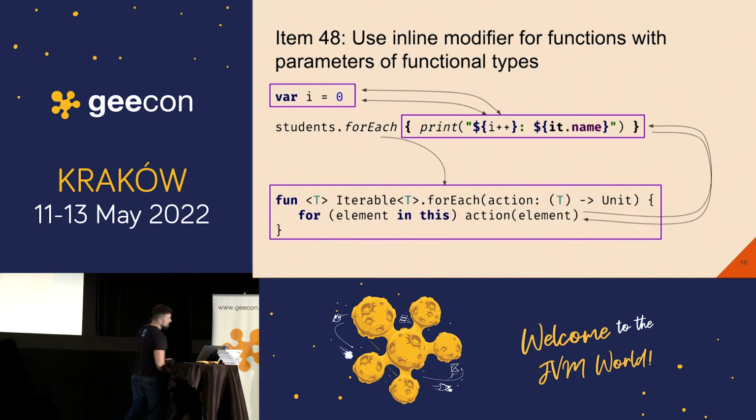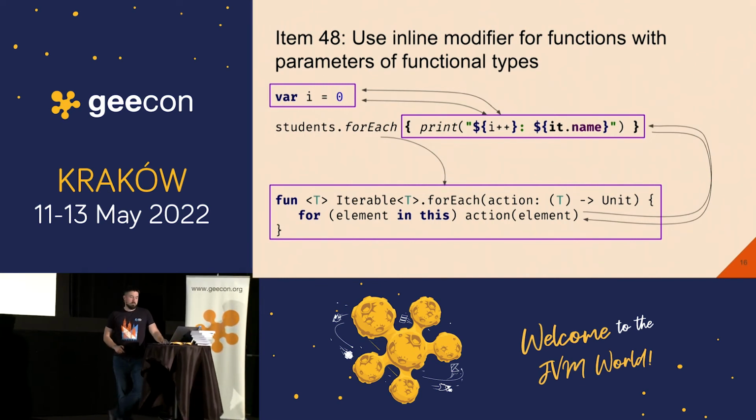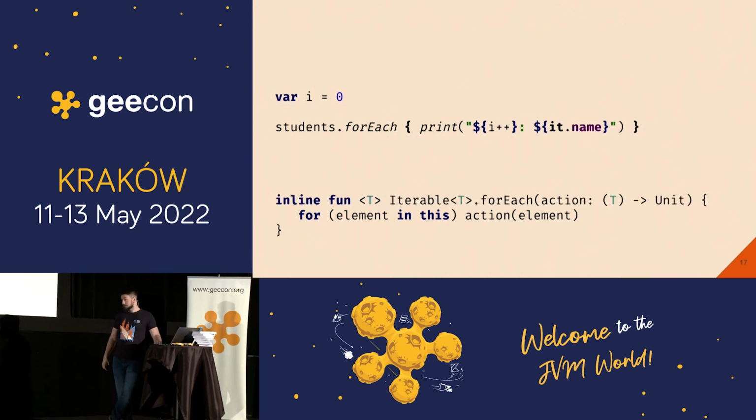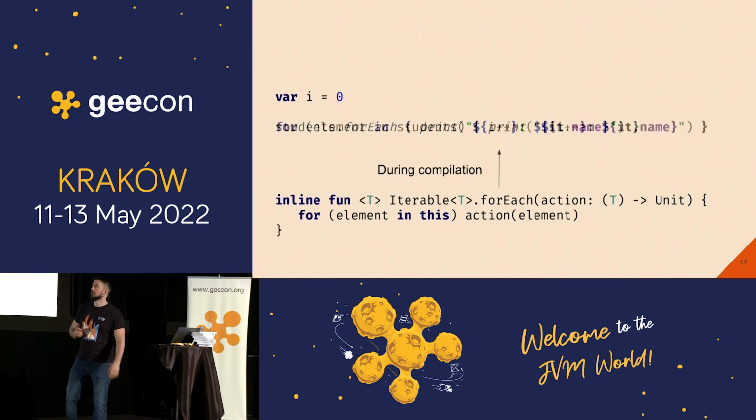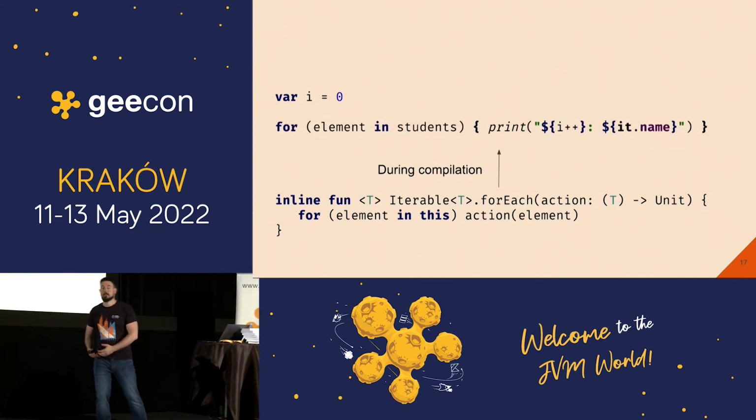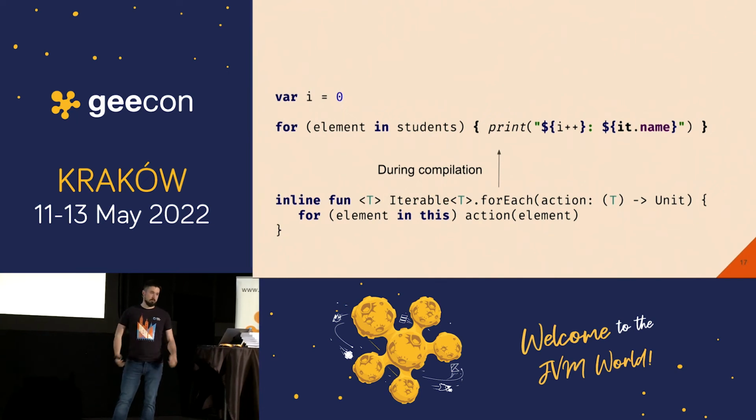But Kotlin found a remedy to that, a very simple remedy. The remedy is to use an inline modifier. When you use an inline modifier, such functions are not really called like regular functions. Instead, during compilation, their calls are replaced with their bodies. And the calls of the lambda expressions inside are replaced with the bodies of those lambda expressions. And this way, we have our cake and eat it too. We have performance and we have readability and functional style.